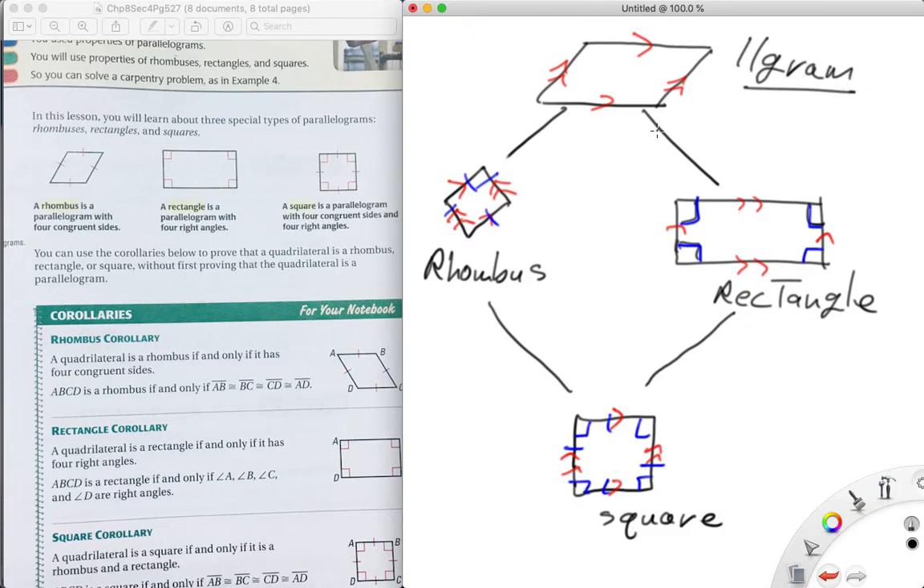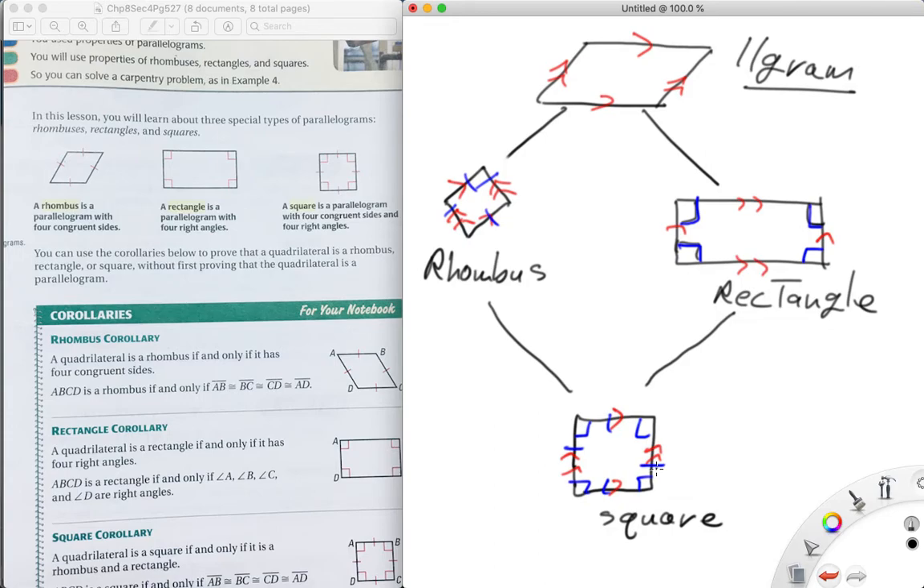Opposite sides are parallel. Then we have rhombus. Opposite sides are parallel and all four sides are congruent. For a rectangle, opposite sides are parallel, opposite sides are congruent, and you have 4 90-degree angles. Then you have a square: a parallelogram where all four sides are congruent and all four angles are 90 degrees.